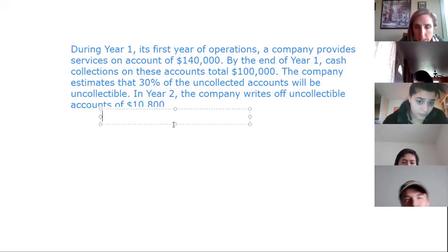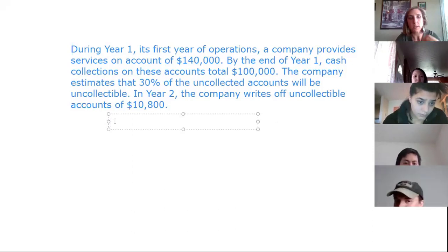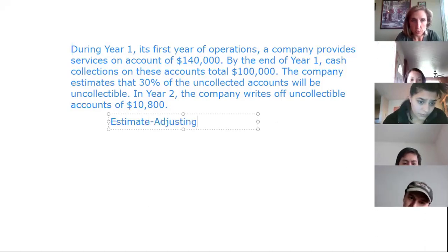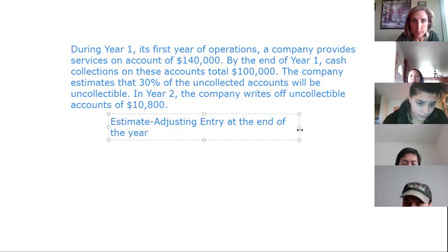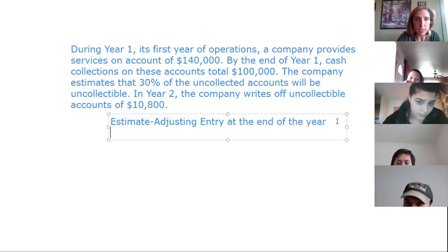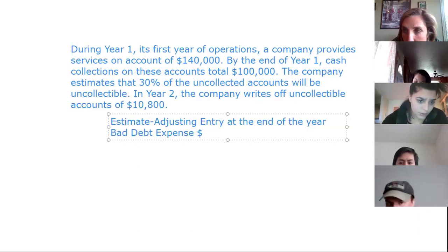So when you make your adjusting entry, remember we're going to make this adjusting entry for bad debt expense at the end of the month, year, or quarter. It's going to be an estimate. I'm going to label it as an adjusting entry just so you know what's happening at the end of the year. I'm going to debit bad debt expense and I'm going to credit the allowance for uncollectible. I'm going to debit bad debt expense for 30% of the 40,000.